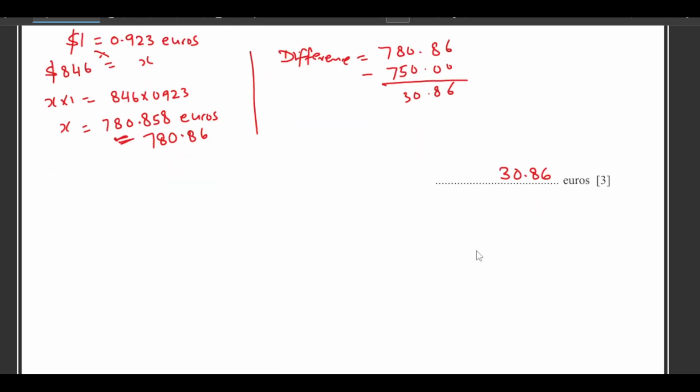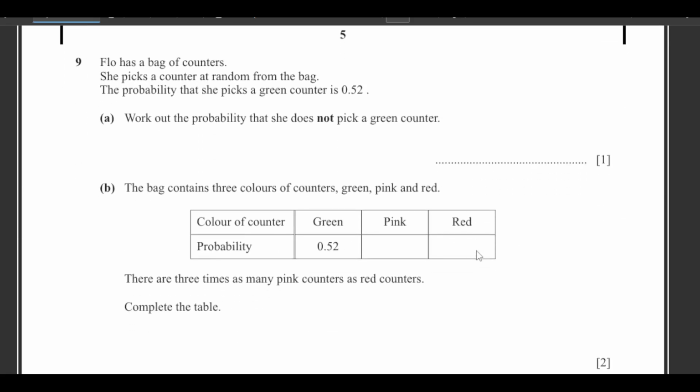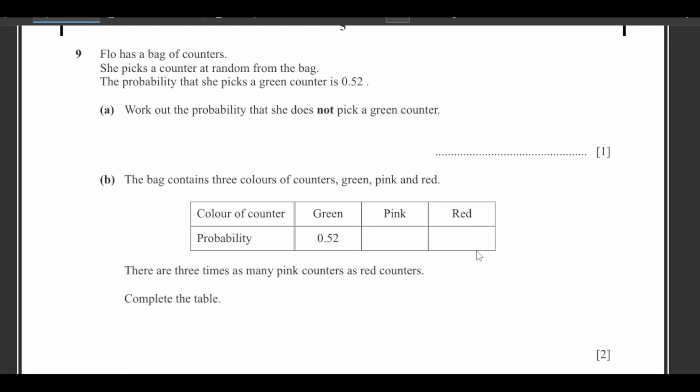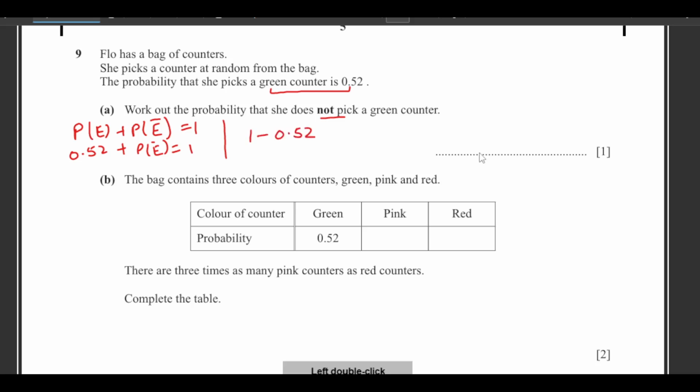Okay. Now, number 9. Flo has a bag of counters. She picks a counter at random from the bag. The probability that she picks a green counter is 0.52. Work out the probability she does not pick a green counter. So, we know that probability of an event happening plus probability of the event not happening is equal to 1, right. So, probability of happening we have 0.52 plus probability of not happening, this is 1. So, basically we are doing 1 minus 0.52. So, when you do this, this is 0.48, right.